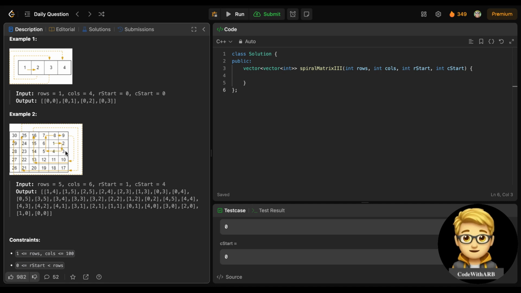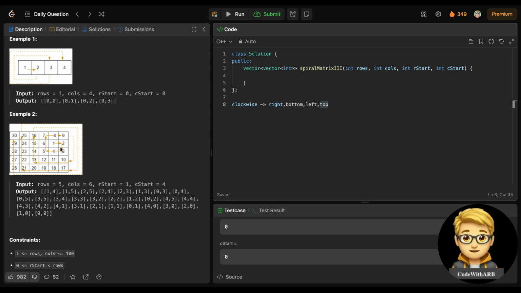After this, below this, clockwise is, so clockwise moving means right, then bottom, then left, and then top, right? This is the clockwise direction.